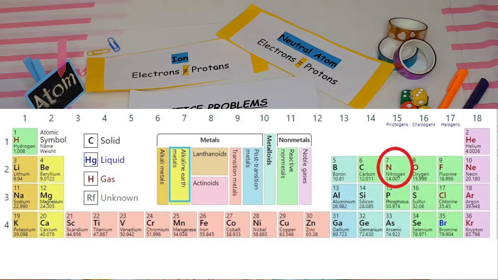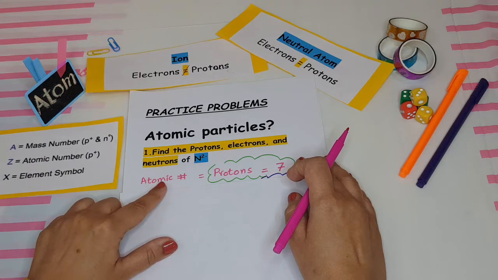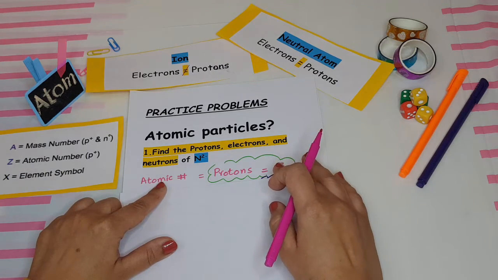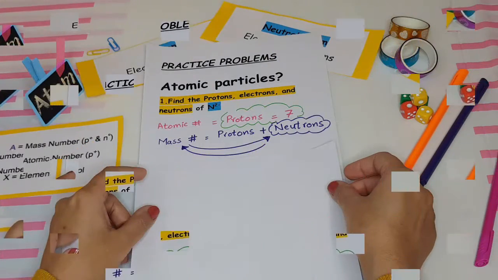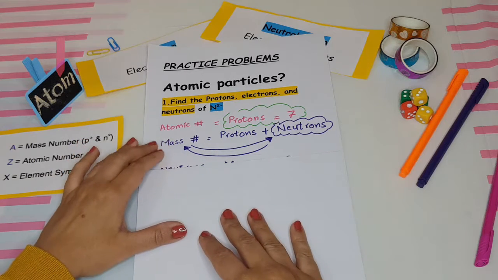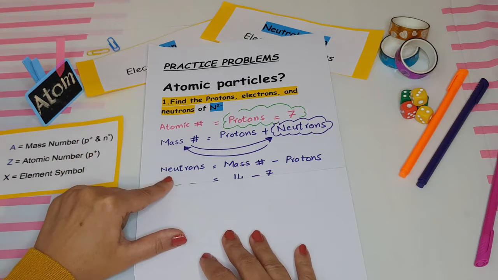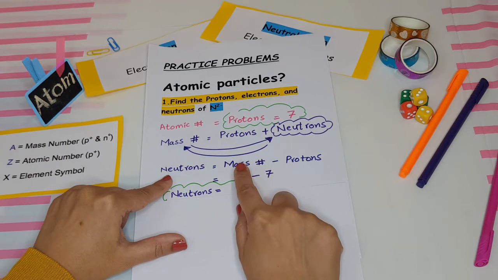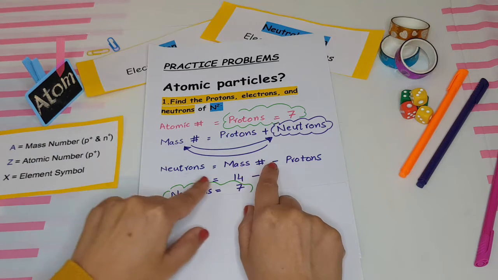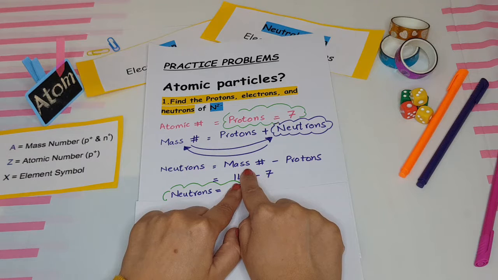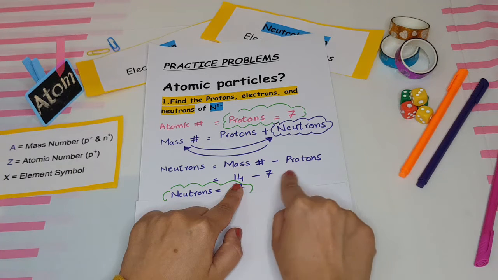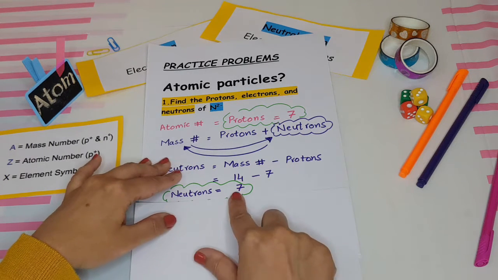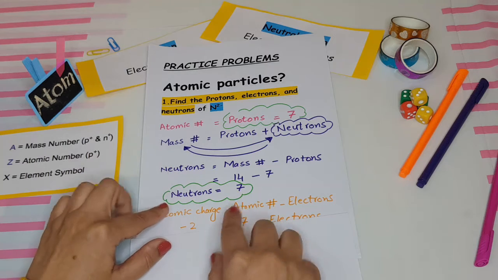It means the number of protons is 7 too, since we know the atomic number is equal to the number of protons. To find the number of neutrons, we subtract the number of protons from the mass number. In our case, we have mass number 14, and subtracting the number of protons, we get the number of neutrons, which is 7.